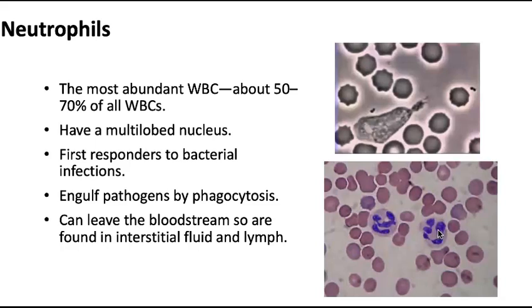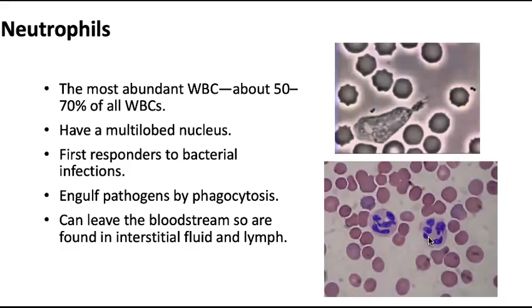Let's go through each of these white blood cells to know what they're all about. Our neutrophils could be pictured over here. You can see their lobed nuclei are stained in purple here, and they are the most abundant white blood cell.